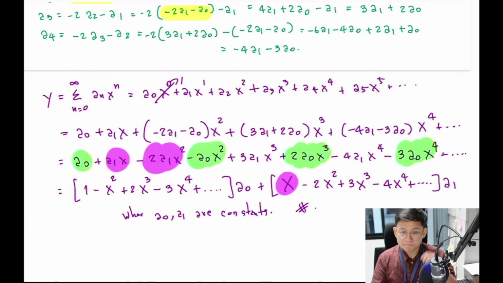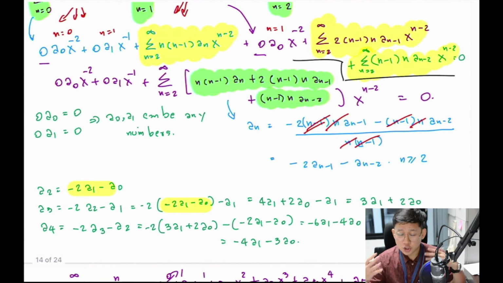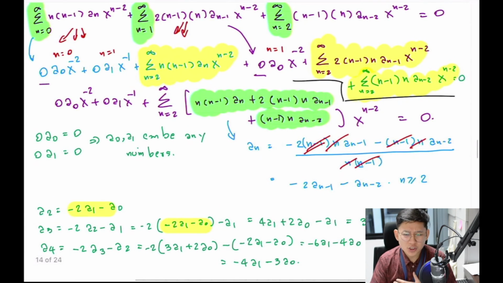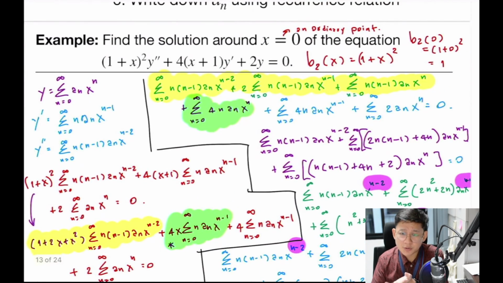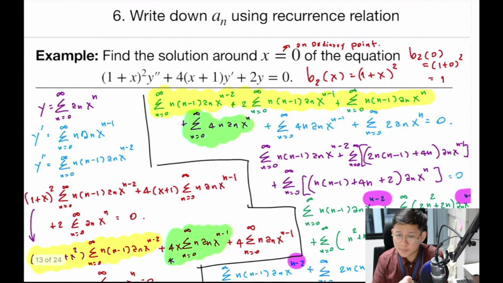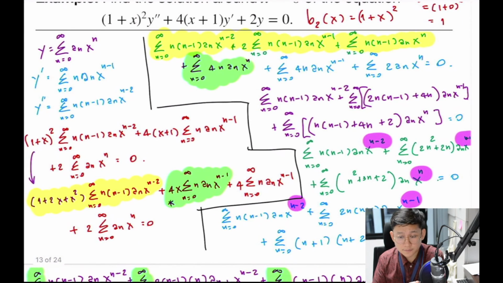So guys, try to do exercises, try to do them many times. Things will get clearer. It will clear up when you do more exercises. Actually, it's a simple step. You just need to first check if x equals 0 is an ordinary point. After you check that, you get the y solution in terms of summation. You take y prime, y double prime, and put all of them into the equation, right?